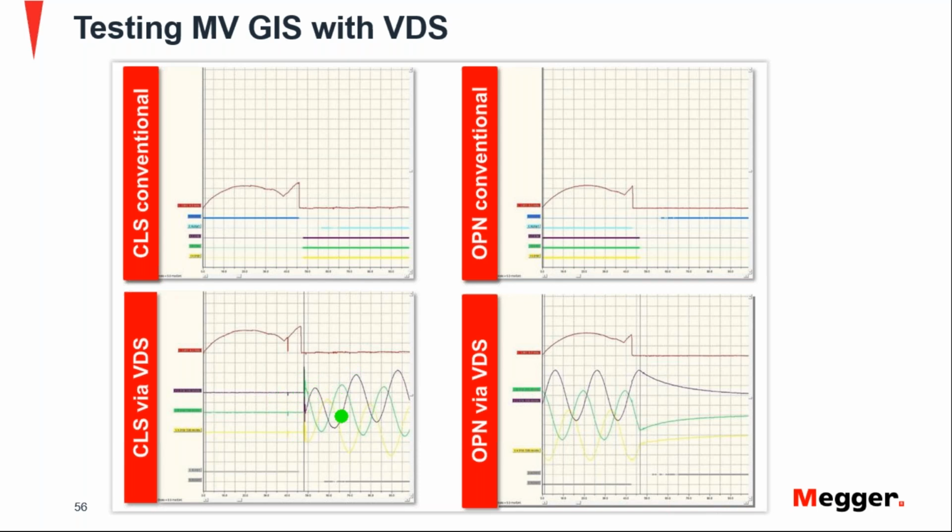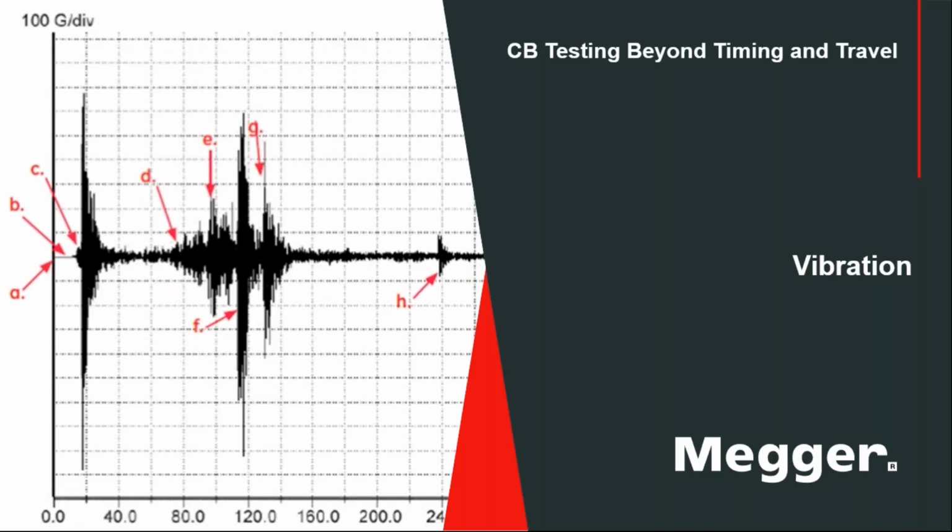So this is for the close: you see no voltage and then a sine wave shows up. And then this is the open: the sine wave, and then the voltage disappears. So that's the way you can time a GIS, a medium voltage GIS.